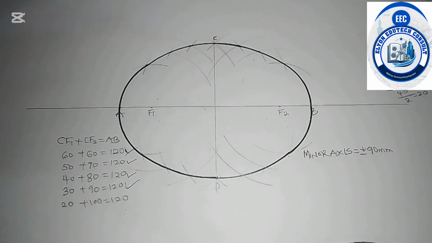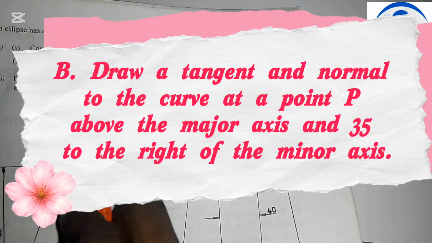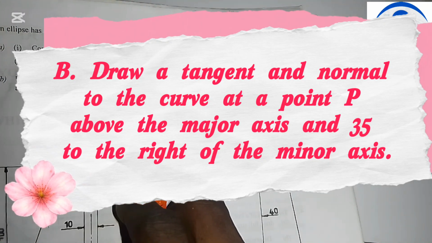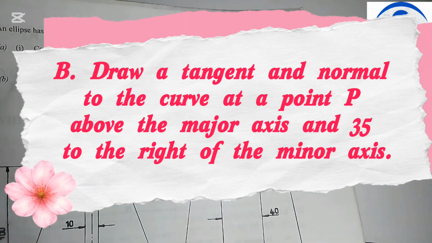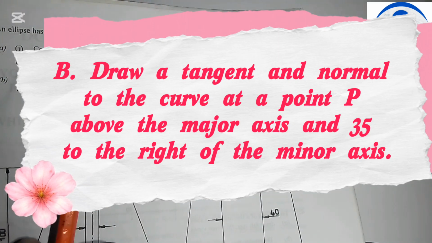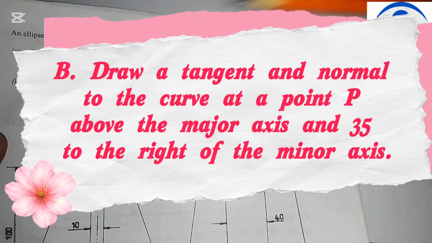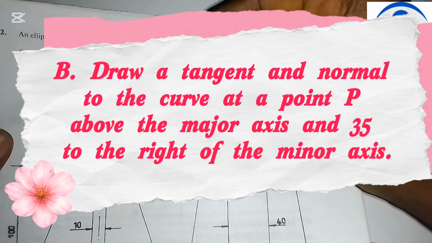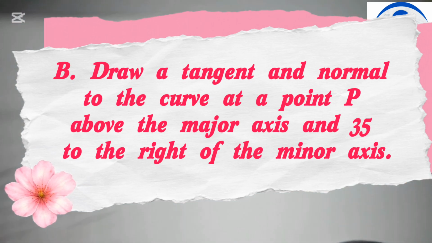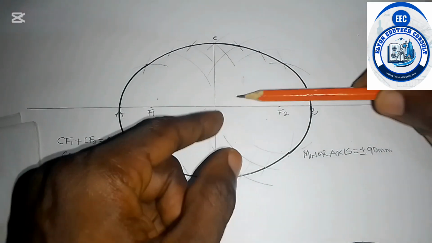So the B part of the question says we should draw a tangent and normal to the curve at a point P above the major axis and 35 mm to the right of the minor axis. So there is a description of the positioning of the tangent we are to draw. The tangent is to be above the major axis, and 35 mm to the right of the minor axis. So what that means now is this A to B is the major axis, so the tangent should be above it, not below it.